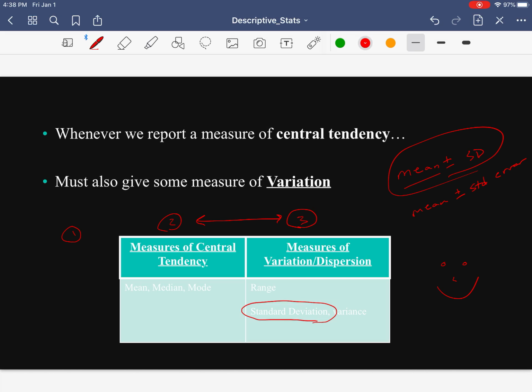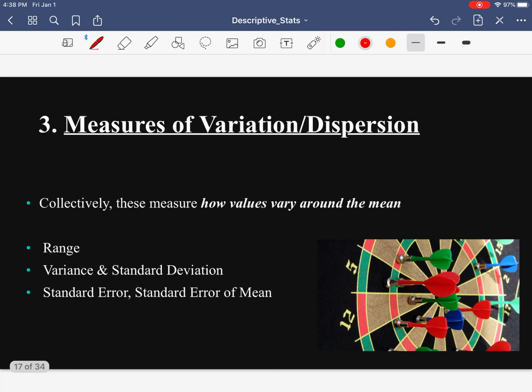Before we do that, we're going to be talking about range. Range is our really simplest form of a measure of variation. We're going to discuss range, and we're going to discuss variance and standard deviation. There are other ways to measure variation, like the standard error of the mean, but we're not going to discuss those. All three tell us how the data points, or how the values, vary around the mean. If we know the mean, that's the average, right?